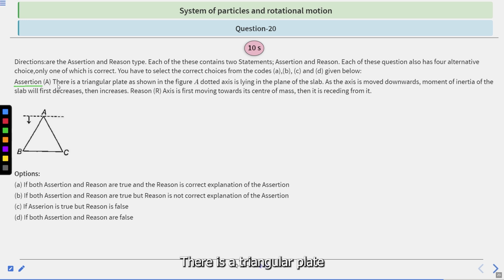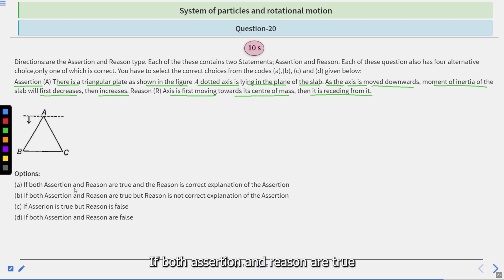Assertion: there is a triangular plate as shown in the figure. A dotted axis lies in the plane of the slab. As the axis is moved downwards, the moment of inertia of the slab first decreases, then increases. Reason: the axis is first moving towards its center of mass, then it is receding from it. So which option is correct?